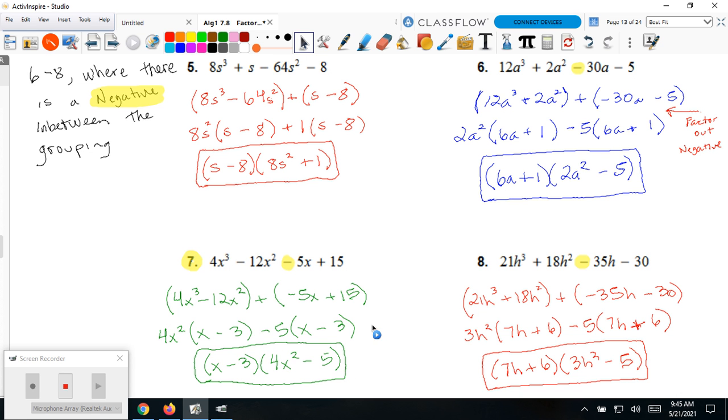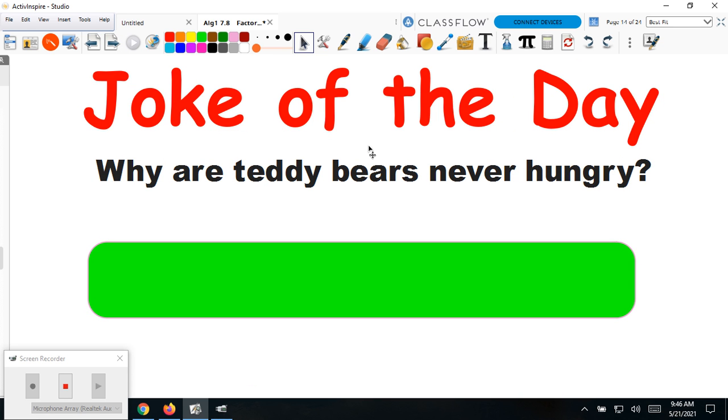All right, so hopefully you were able to get that correct. That's factoring by grouping. We took that when it was a positive in between the groups, and when it's a negative, it's a little more difficult, but not too much. All right, let's take a look at our joke of the day, and then we'll go on to factoring completely.